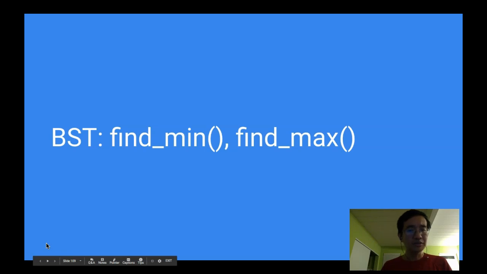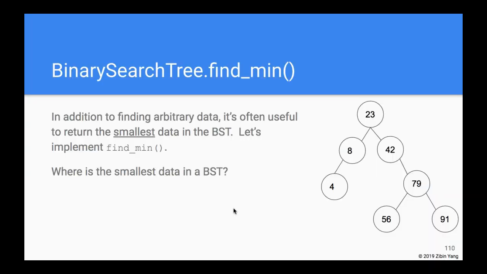So in this video, we're going to talk about the find min and find max methods in a binary search tree. We've already written the method to find arbitrary data. Now, in addition to that, it's often useful to be able to find the smallest, or the minimum, data inside the binary search tree. That's where the find min method comes in.